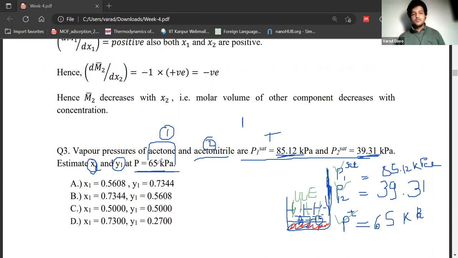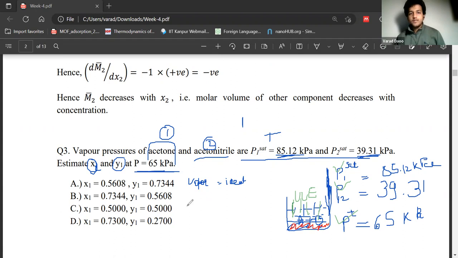One thing you have to remember is, whenever nothing has been mentioned in the question about whether the vapor is ideal or non-ideal, or whether it follows Henry's law or which law, you always assume that the vapor is ideal, an ideal gas. And the liquid, or solution, is also ideal.